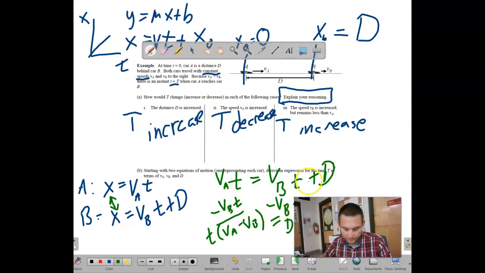Equals D. Okay, that's great, but I'm looking for total time, and the total time is going to be the time that it takes for these two positions. So this little t is now the big T, because we have determined that the total time is going to be the time that it takes for x to equal each other. And then we can divide each side by VA minus VB to get capital T. T equals D over VA minus VB.